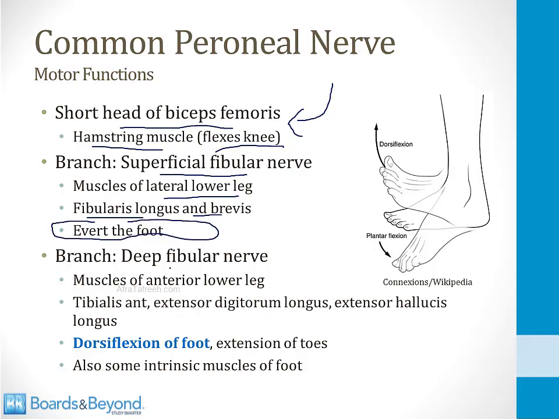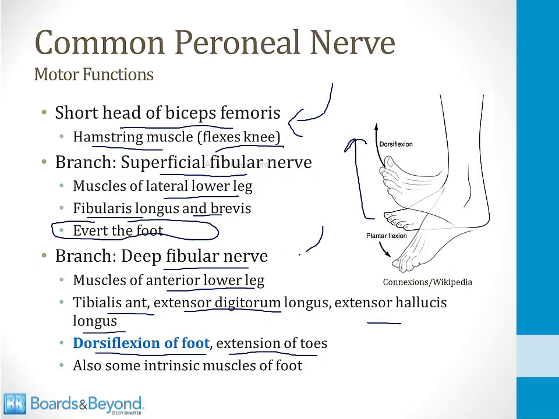And then finally, it gives off a branch called the deep fibular nerve, which supplies muscles of the anterior lower leg. These muscles include the tibialis anterior, the extensor digitorum longus, and the extensor hallucis longus. I don't recommend you try to remember all these muscles. But what you should know is that these muscles are important for dorsiflexion of the foot and extension of the toes. So if you look at this drawing on the screen here, dorsiflexion of the foot means to move the foot and the toes upward, and that is done by the common peroneal nerve via the branch, the deep fibular nerve.